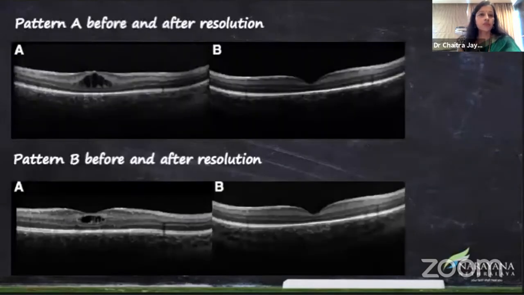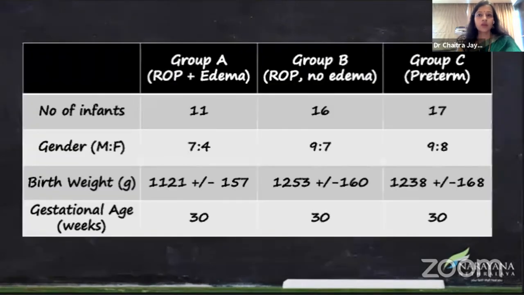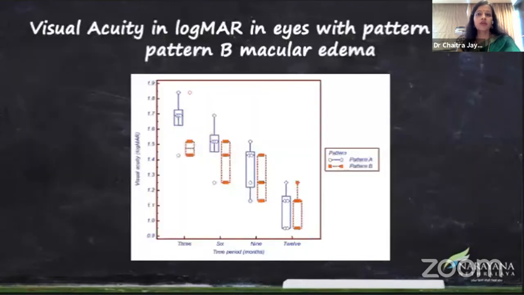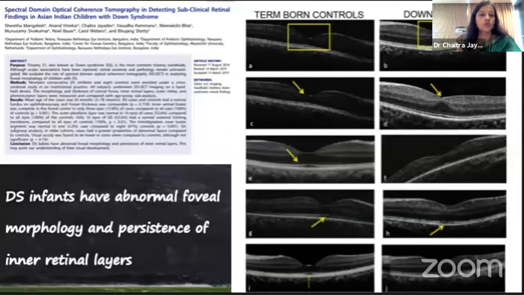So this is pattern A before and after resolution, and pattern B again. Pattern A had complete disruption of the foveal dip and a much larger CRT. Here, despite this edema showing spontaneous regression by 52 weeks corrected age, we found that infants had poorer visual acuity at the end of 1 year when compared to an age-matched cohort without edema and without ROP. So this definitely has a bearing on the visual acuity outcome. So this was another paper with Down syndrome infants.